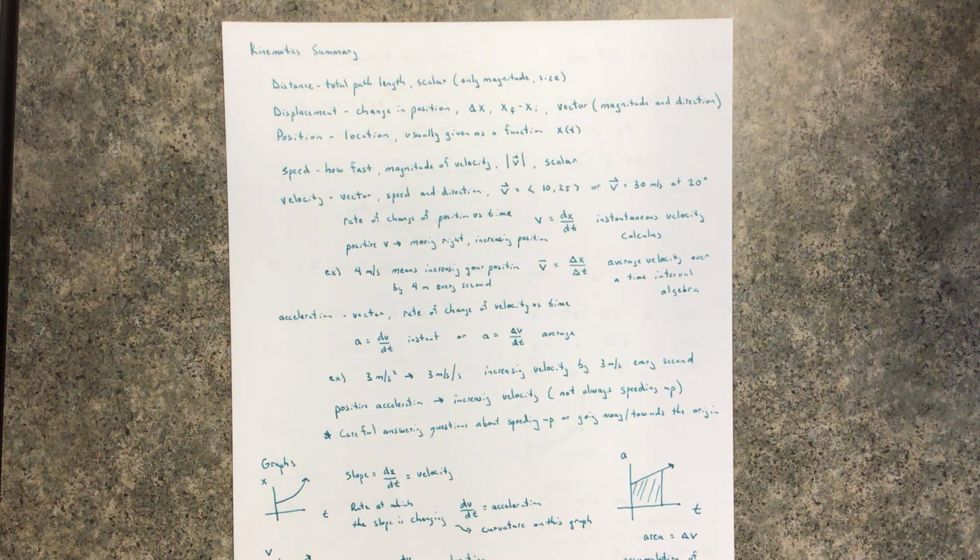But distance is really the total path length, right? It's the total accumulation of all of your steps, no matter what the direction is. It's a scalar, which means it only has magnitude, which means it only has a size. Displacement is your change in your position, right? A delta x. Delta means the change in. X final minus x initial. It's a vector, which means it has magnitude and direction.